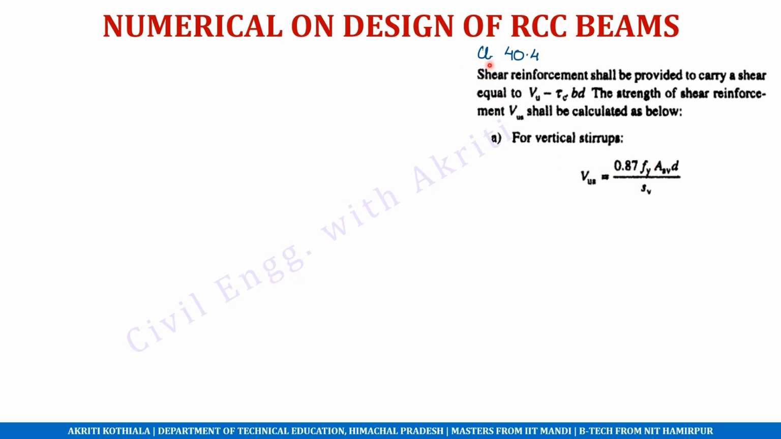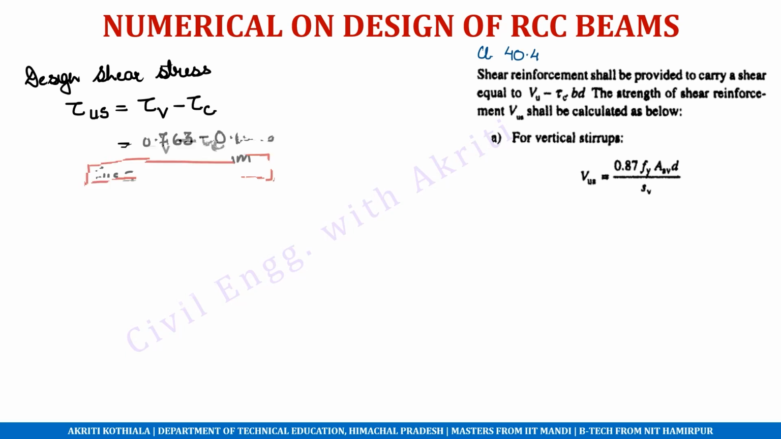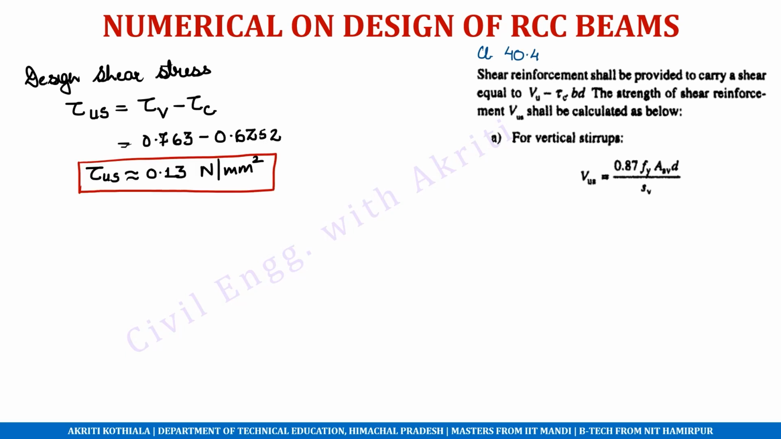The shear reinforcement required can be calculated from clause 40.4, which says that VU minus tau C bd is the shear reinforcement which we have to calculate. So we will be providing shear reinforcement only for the balance part. Tau VS is equal to tau V minus tau C. So tau V is 0.763 minus 0.6252. So this approximately calculates to be equal to 0.13 Newton per mm square.